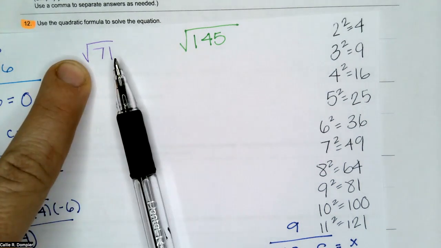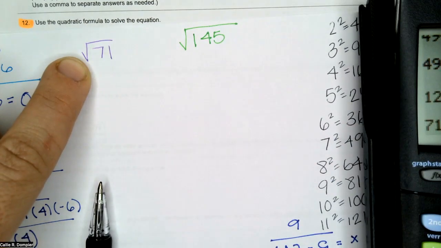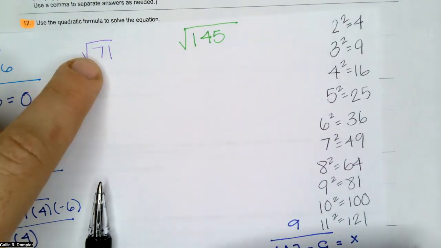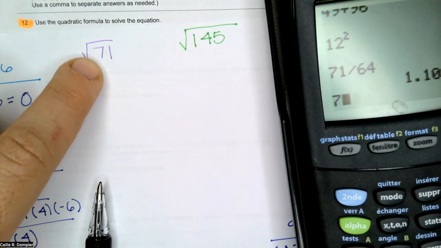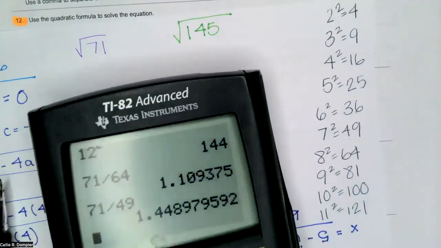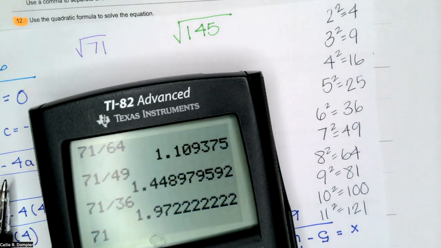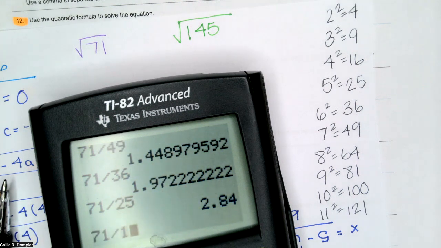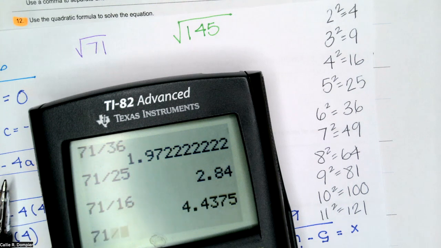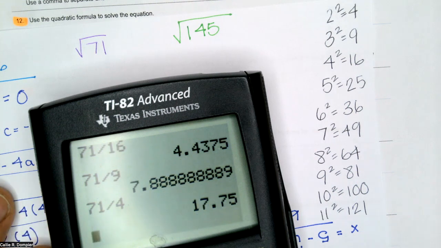But just take 71, the smallest number is 64. Just say 71 divided by 64. Right? What's our next one? 71 divided by 49. Nope. 71 divided by 36. 71 divided by 25, of course not. 71 divided by 16. 71 divided by 9. 71 divided by 4. Okay, just check all of them, make sure none of them fit.